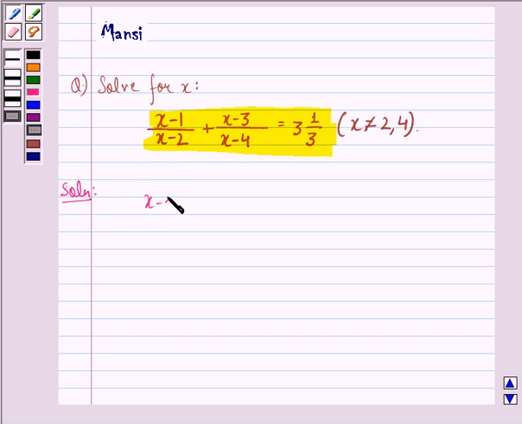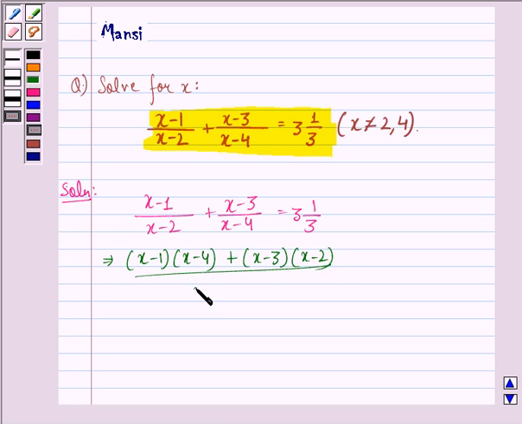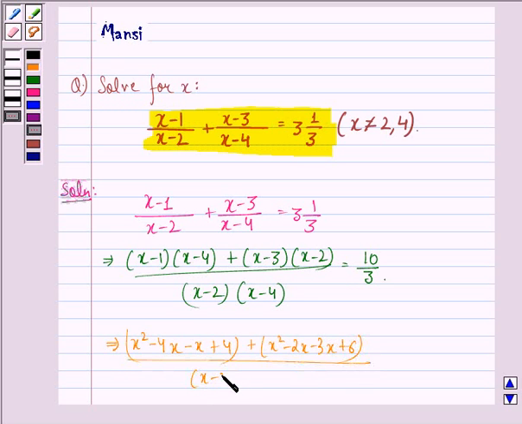We have (x - 1)/(x - 2) + (x - 3)/(x - 4) = 3 1/3. This implies [(x - 1)(x - 4) + (x - 3)(x - 2)] / [(x - 2)(x - 4)] = 10/3. This implies [x² - 4x - x + 4 + x² - 2x - 3x + 6] / [(x - 2)(x - 4)] = 10/3.